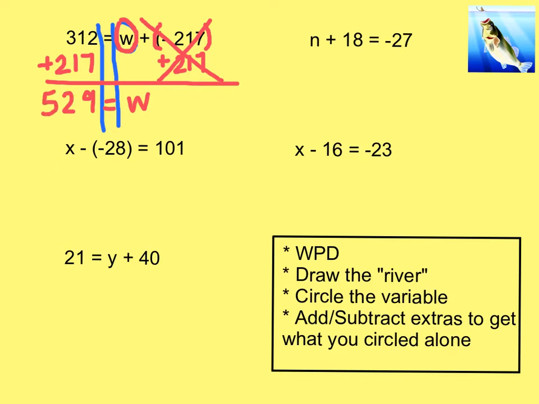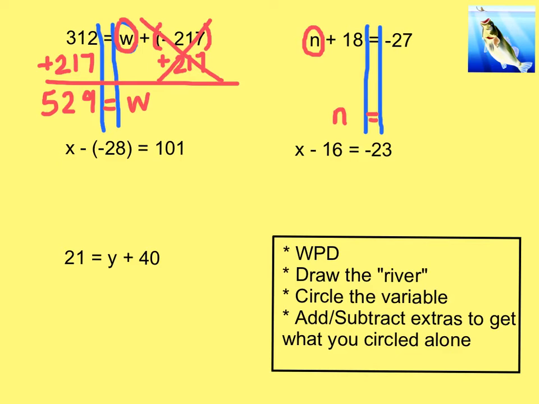All right, next problem. Go ahead and write the problem down. Draw your river. Circle your variable. Go ahead and pause the video and try this one on your own. See if you can get the n all by itself so that at the end we have n equals a number. All right, let's see how you did.